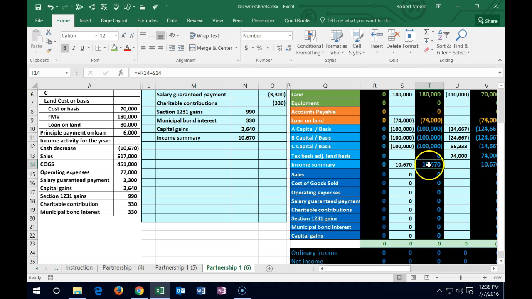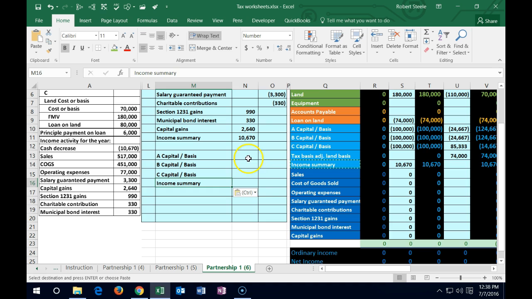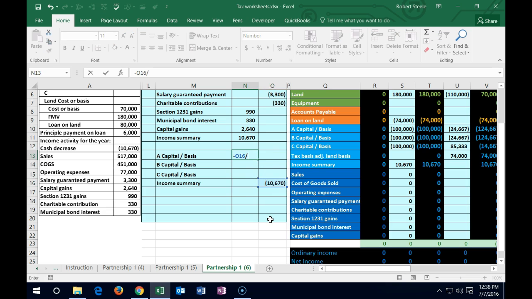So this is a credit, this is a debit, we're going to have to credit that. So I'm going to debit these 3 capital accounts. And we're going to credit the income summary. And the income summary is going to be credited for the 10670, the loss. And then we're going to take 1/3 of that to the 3 partners. So now the debits equal the credits.